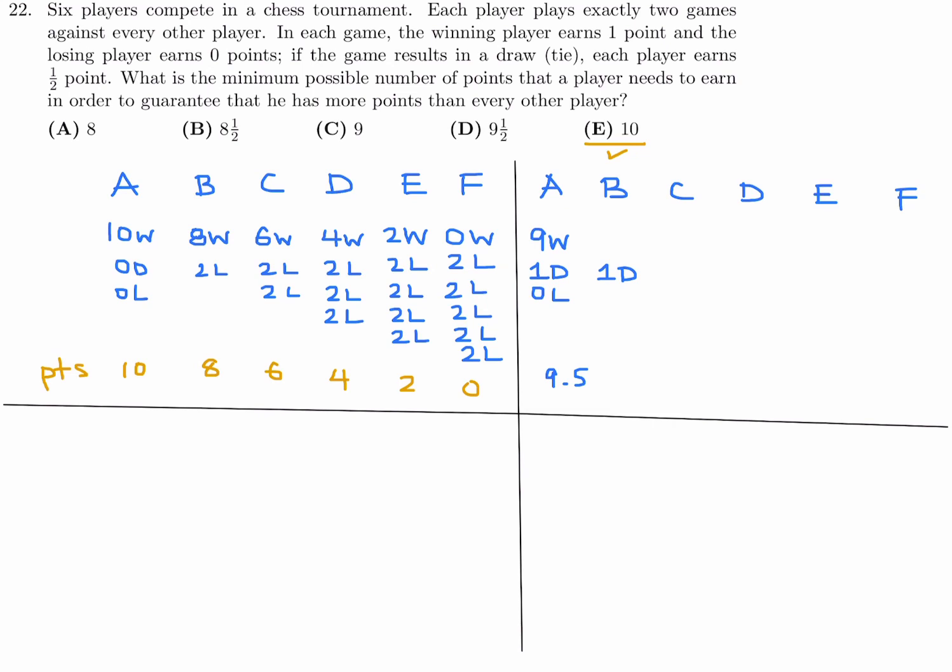And then now let's proceed pretty much in a simple way. If this guy has a draw, he can't have 9W, 0 losses. He can, but if that's the case, it'll be 9.5. And that's the same. We want a scenario where A has more points than every other player. Okay, so that's no good. We don't want to give 9 wins. So let's give 8 wins.